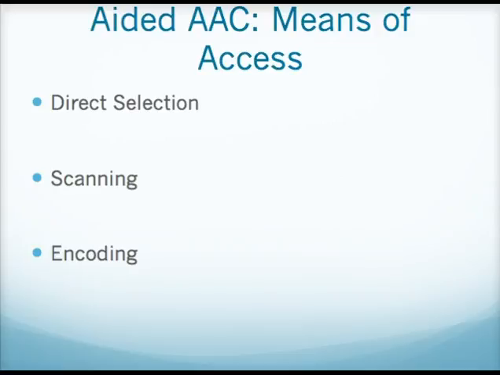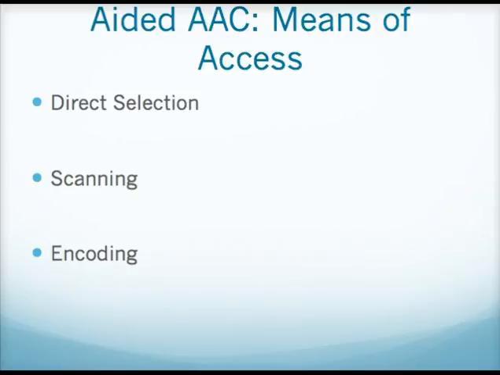A more sophisticated way to direct select would be using optical sensors. So some students use what we call a head mouse, and that head mouse will direct select objects for them. Some students use eye tracking, which is an electronic device that tracks the position of a person's eyes. Some students use speech recognition software or motion recognition software that will direct select items for them.